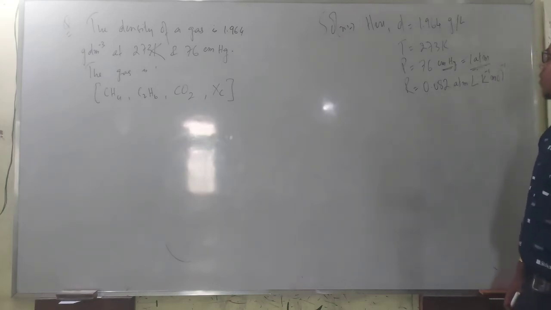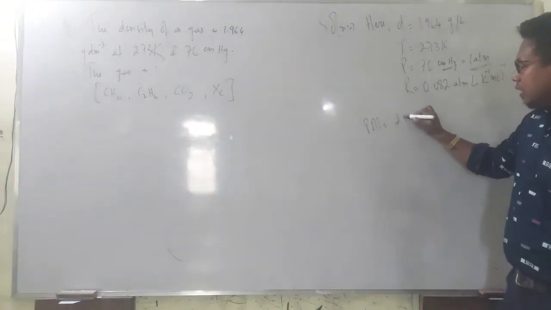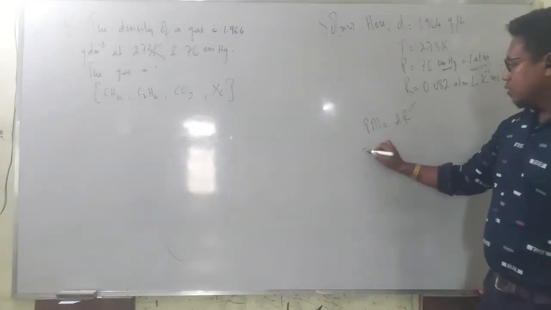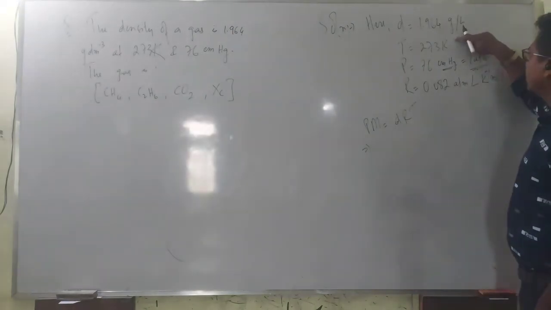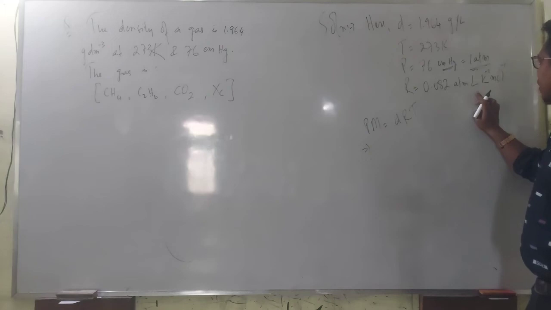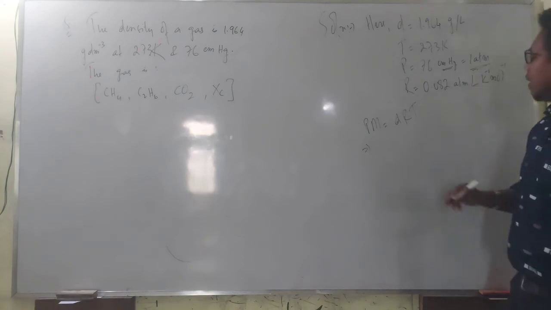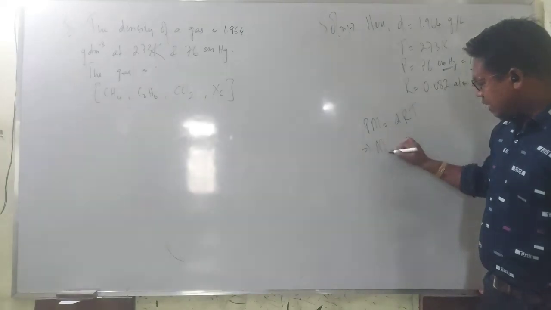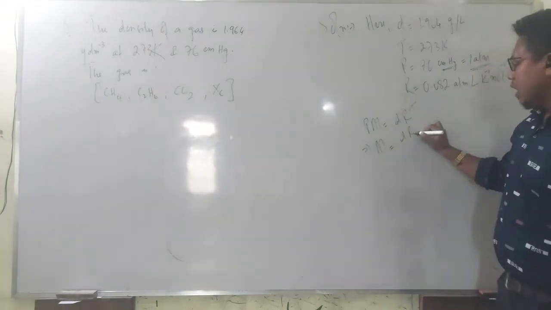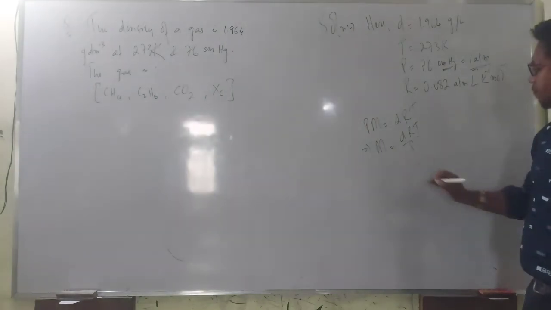Okay. So we need to use this relation. PM is equal to DRT. So gram is okay, liter is also okay, atm is also okay. Cancel out, over gram per mole. Yeah, that's okay. Now, so M is equal to DRT upon P, right?